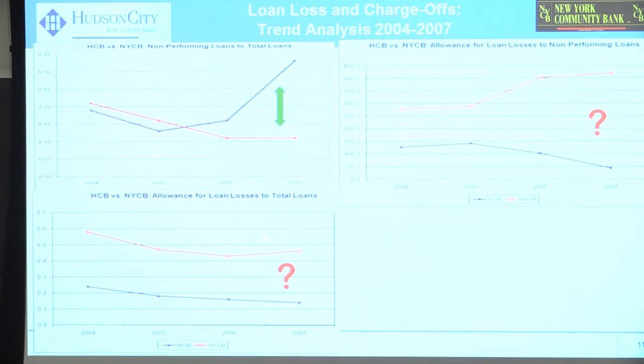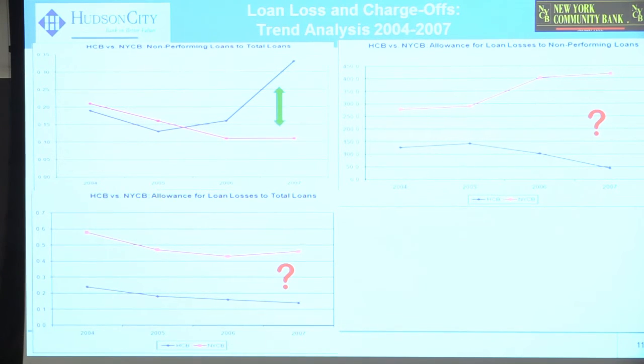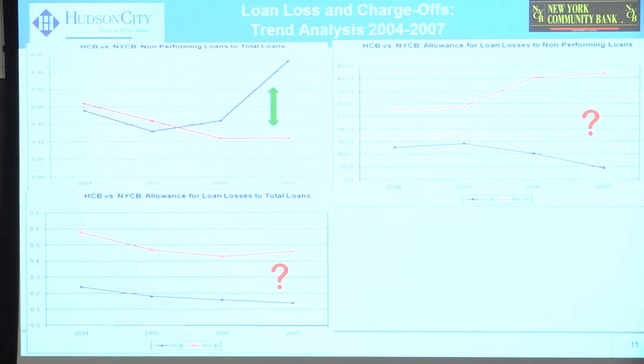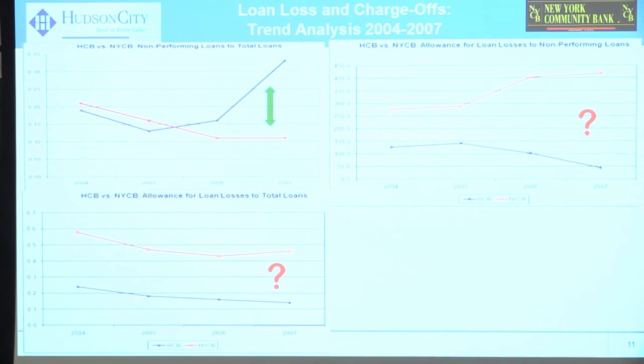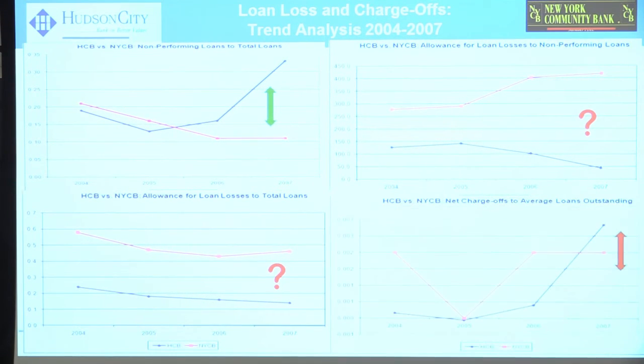If you look at the allowance to total loans, they're sort of the same picture. So it's both at the full level and the non-performing level that you see these two banks with very different views, and they're essentially in the same business in the same region, although New York Community Bank has some nuance.